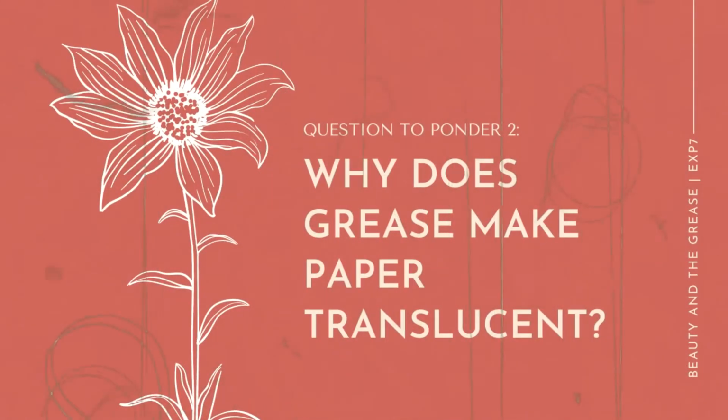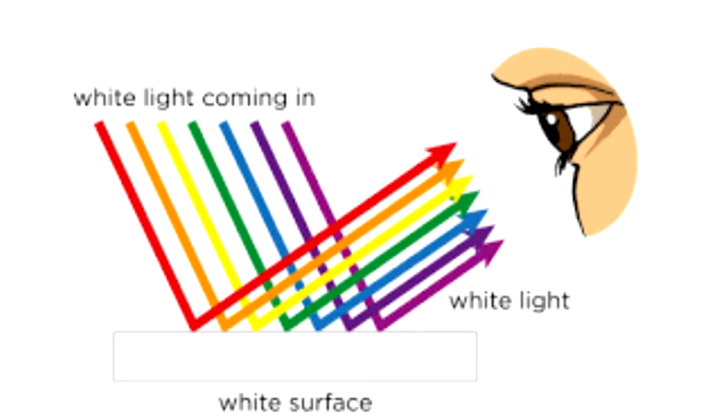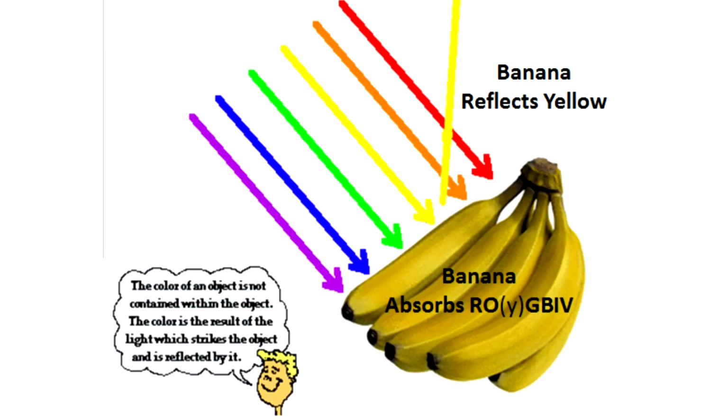Why does grease make paper translucent? To understand why, we need to understand how light interacts with matter. The colors we see are the different energies of visible light waves. We see these waves as the different colors of the rainbow: red, orange, yellow, green, blue, and purple. The color of the object that we see is the color of the light that is reflected. A banana is yellow because yellow light is reflected back to our eyes and other wavelengths of light are absorbed.